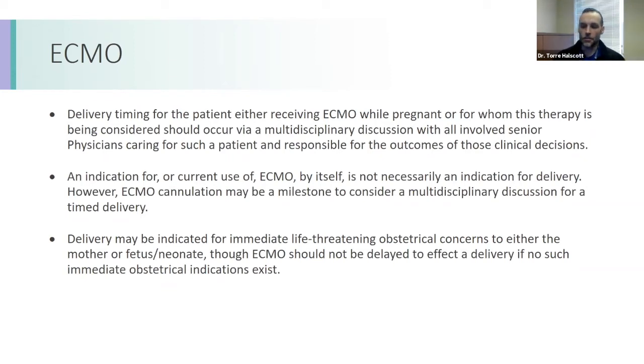And as far as other delivery, if there are immediate life-threatening obstetrical concerns, then delivery is still indicated no matter what. ECMO shouldn't be delayed to accomplish delivery and vice versa as well, depending on the clinical situation. So if a baby's doing exceptionally poorly and you think it's related to COVID, but you think the patient needs ECMO too, it should be: which do we need to intervene upon first? Which do we need to correct now and then we can do as a second step.